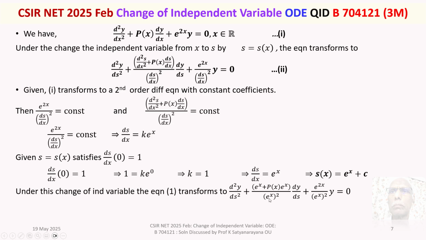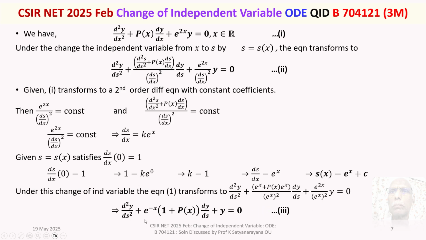So, into e^x plus p(x) into ds/dx, which is e^x, times dy/ds, plus e^(2x), that is (ds/dx)² = (e^x)², into y is equal to 0. Now simplify. The coefficient of d²y/ds² is e^x... e^x is common, so e^x by e^(2x) will be 1 by e^x, that is e^(-x), into 1 plus p(x) into dy/ds plus y. e^(2x) by e^(2x) is 1, so y.